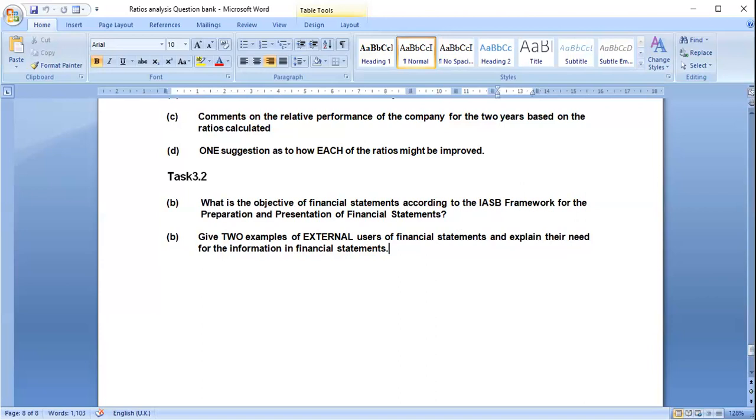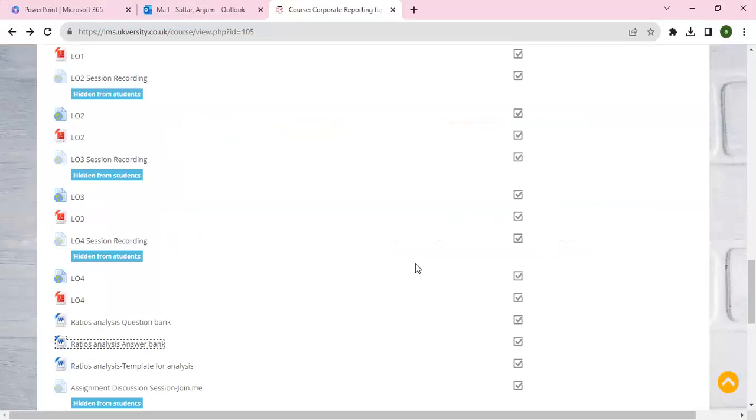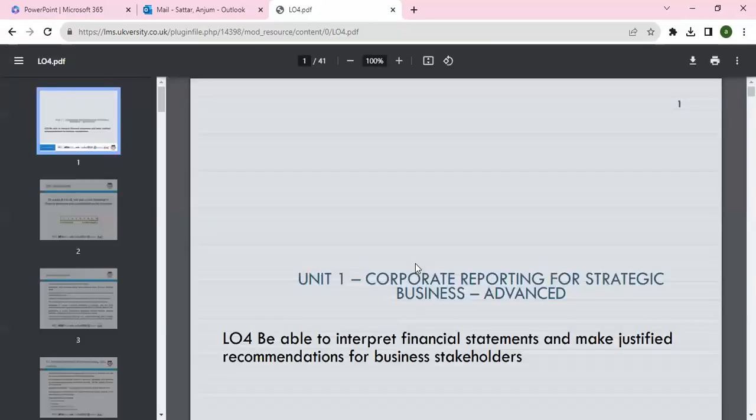Okay, so I'll take you back to our page. These are the financial ratios we are discussing, and it's quite good to look at these extra documents which are available on Moodle.